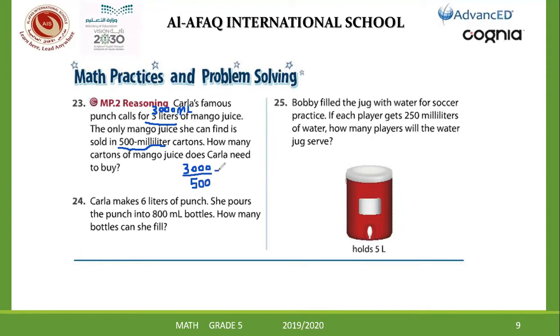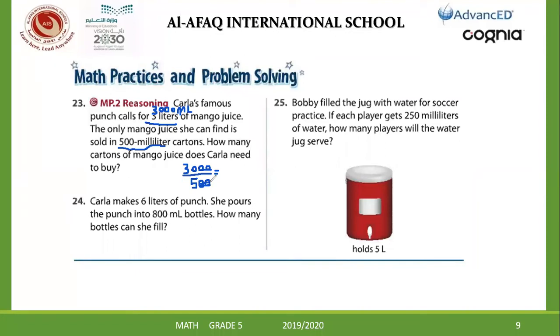If we have sharing zeros in the dividend and in the divisor, what should you do first? Cancel the sharing zeros. There are 2 sharing zeros. So here will be 30 over 5. It means 30 divided by 5.